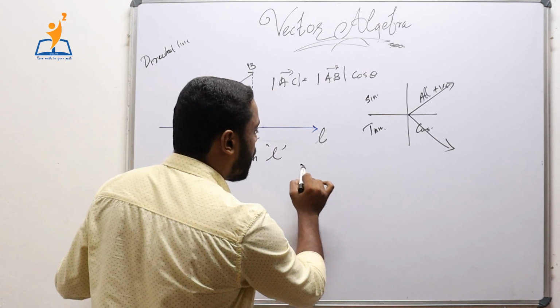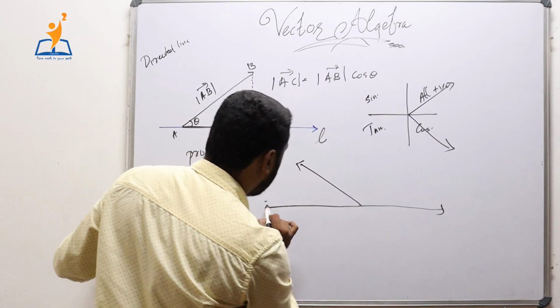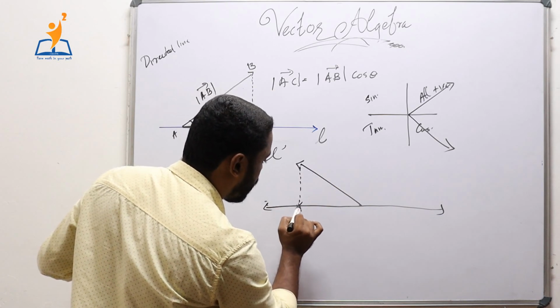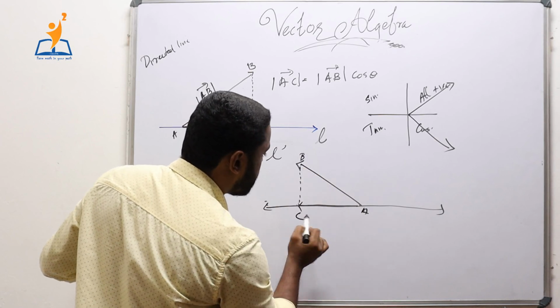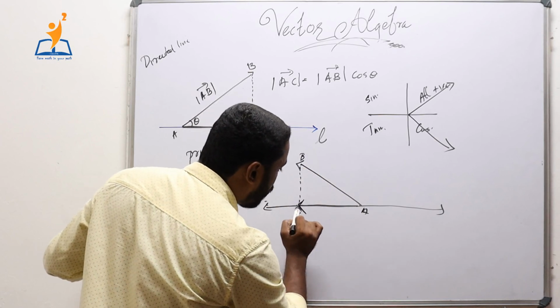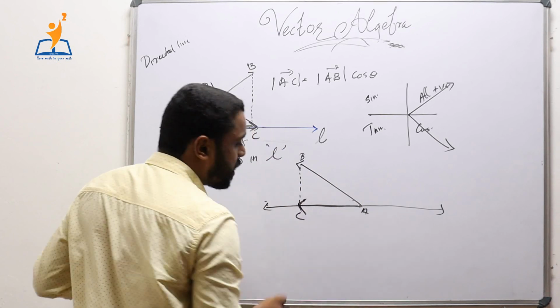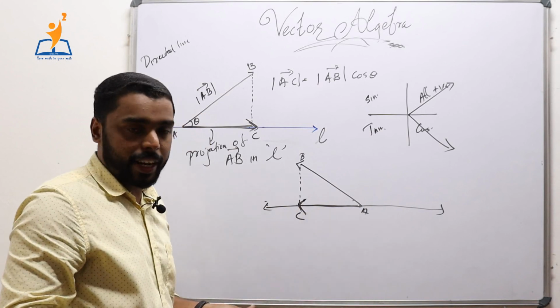Now suppose that I have a vector like this and this is our directed line segment, and then we know that the projection lies here, right? This is the projection and this is the vector AB. The direction of AC is like this because here cos theta is negative, so we choose the direction in the negative direction.